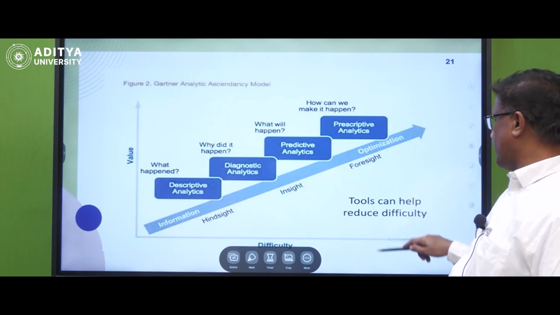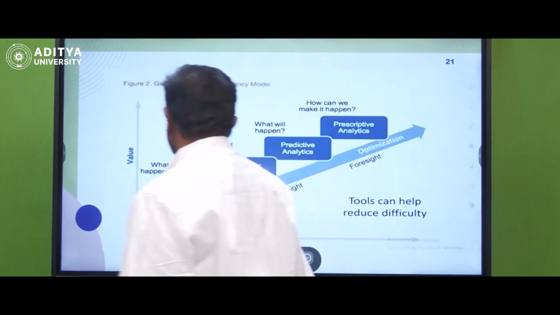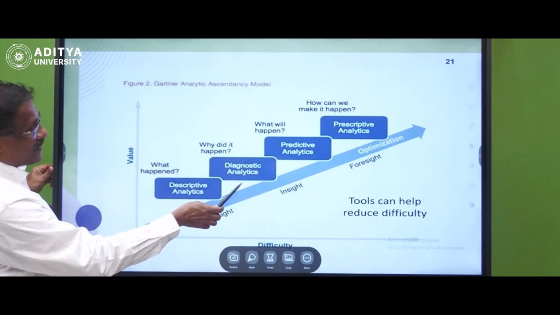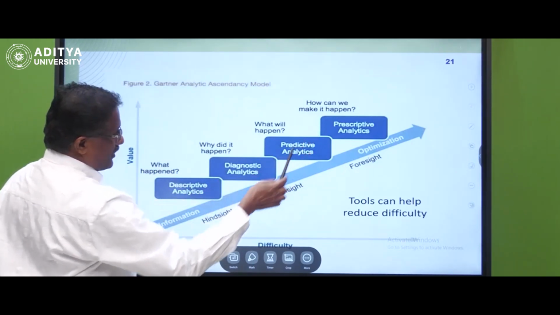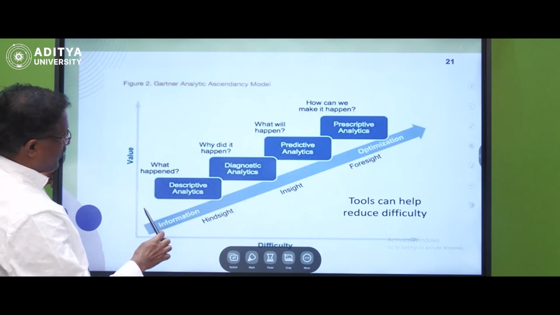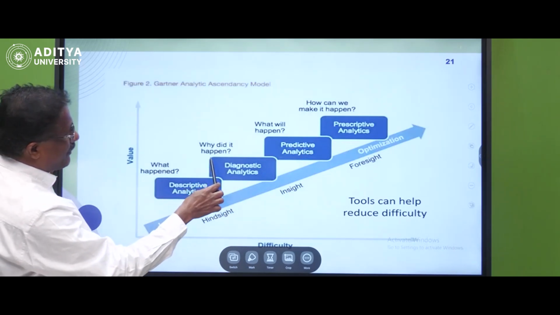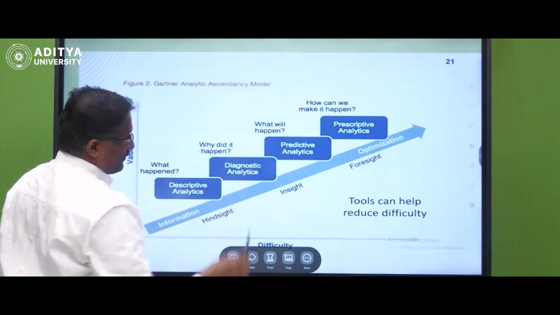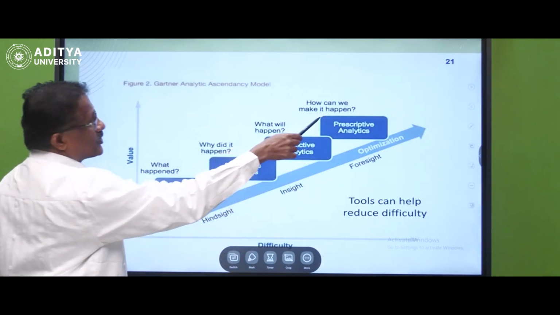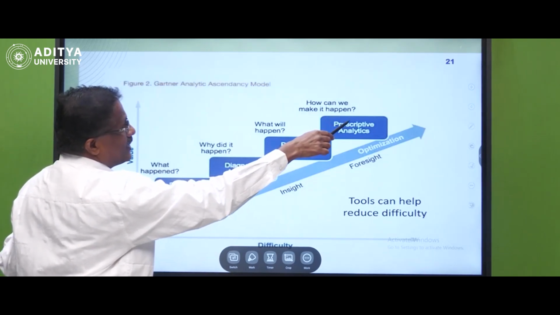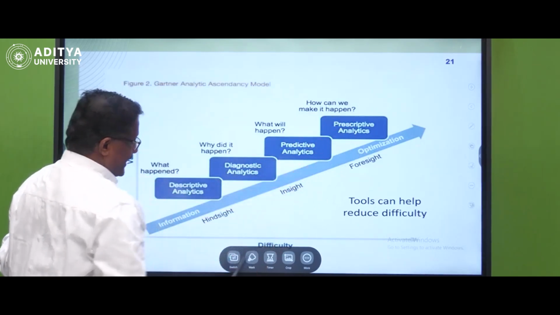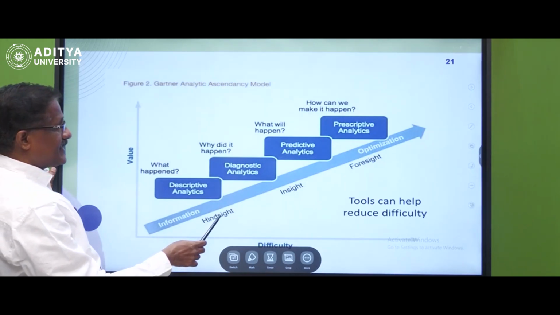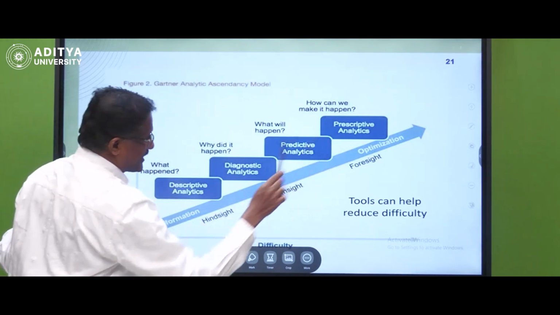Now, if you see this particular graph, you can say descriptive, diagnostic, predictive, prescriptive. We can put this on the graph: what happened, why it happened, what will happen, and how can we make it happen. That means what steps are to be taken to find the particular optimization techniques, moving from information to insight and foresight.